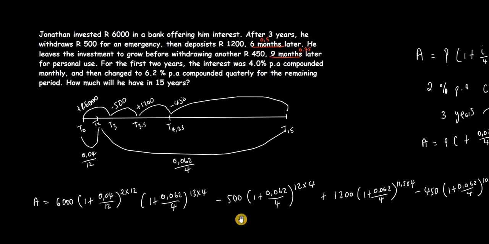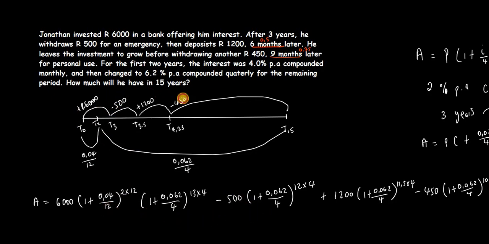Then I'd like to repeat that the 6,000 is from T0 to T15, and the interest changed. So because it changed, you look at the first 2 years, then you look at the 13 years remaining when the interest rate was this. So you say 13 times 4 because it's divided by 4 here, and for the first 2 years you multiply by 12 because it was monthly.